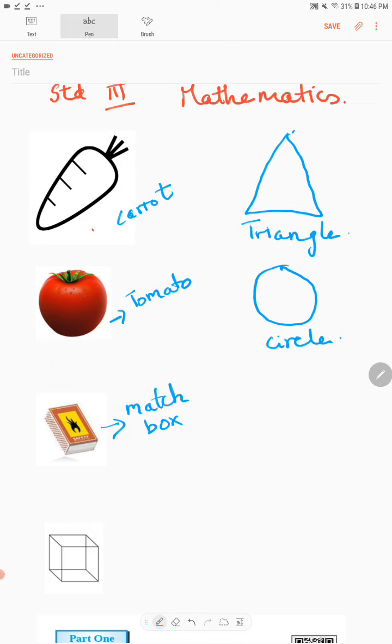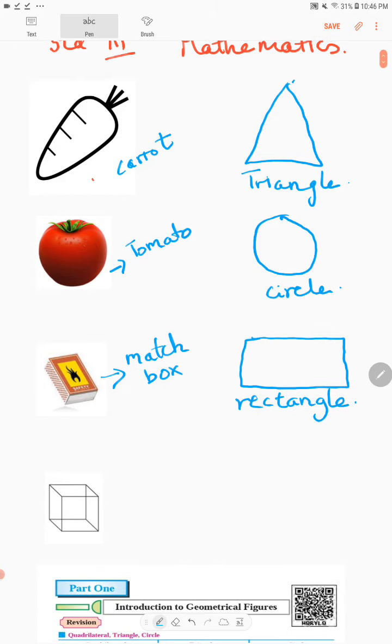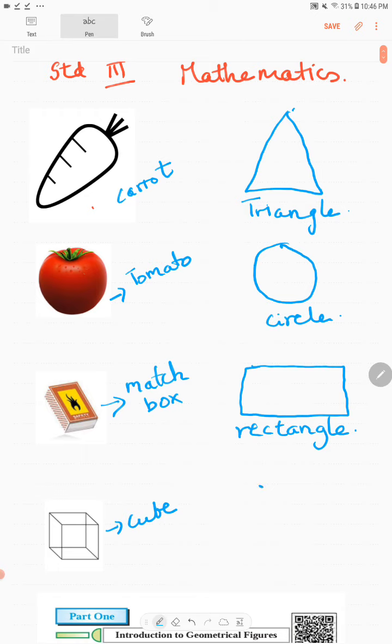Yes, to light a gas, to light a diya, to light a candle. And this resembles a shape of rectangle. Very good. And this is a cube. This is a cube and this resembles the shape of a square.